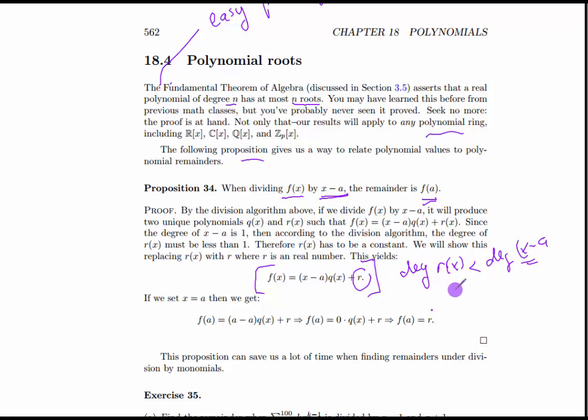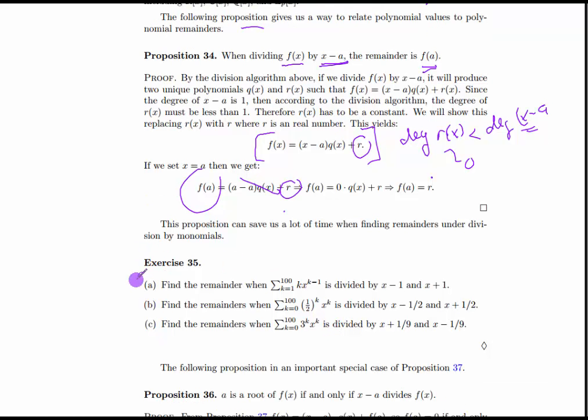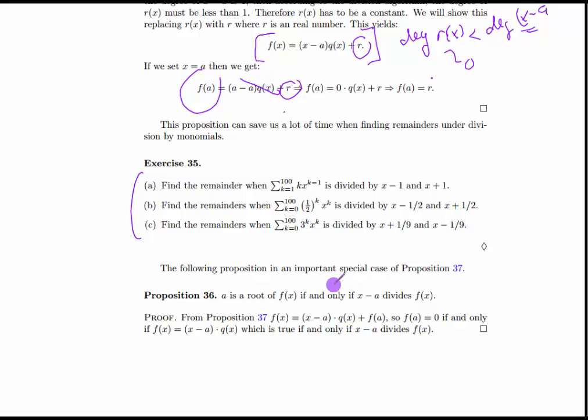The degree of r must be 0. R must be a constant. Okay? Now plug a into both sides. F of a on the left, a minus a gives me 0 here. I have r, voila, r equals f of a. Okay? Very cool proposition. Here are some examples where you'll see how much time and effort that saves.